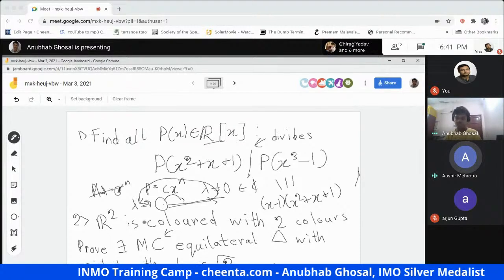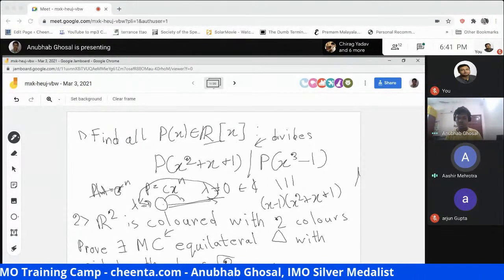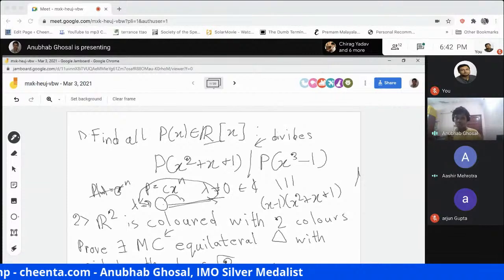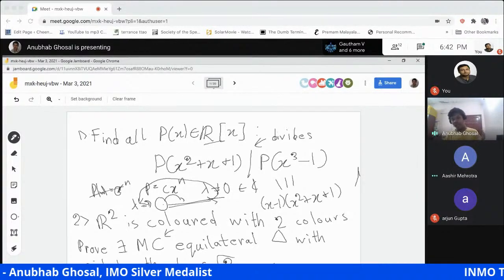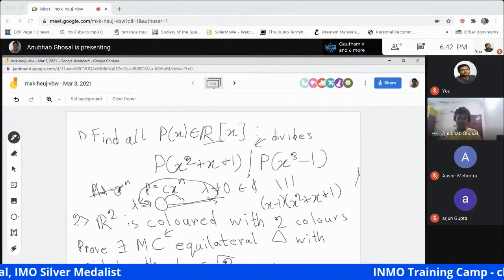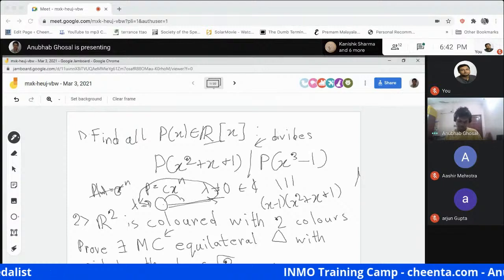Root of what? P of x, or p of x squared plus x plus 1? No, p of x. You have a root of p of x. You want to find another root of p of x, and then derive a contradiction out of it.